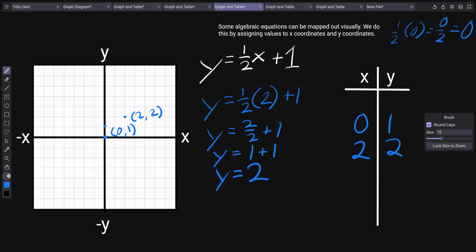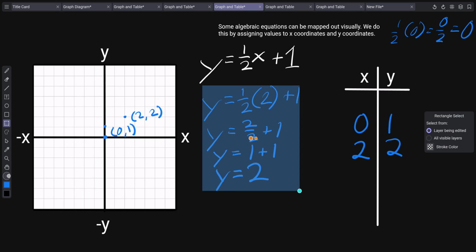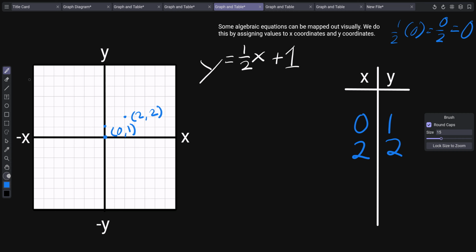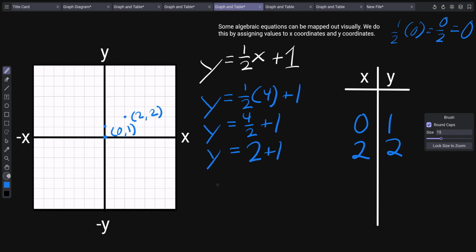And now let's do 4. So let's keep going on this path of counting up by 2. So y equals 1 over 2, plug in 4 for x, and then add 1. Well, this will simplify to y equals 4 over 2 plus 1. This is just going to turn into 2, so 2 plus 1, and y equals 3.